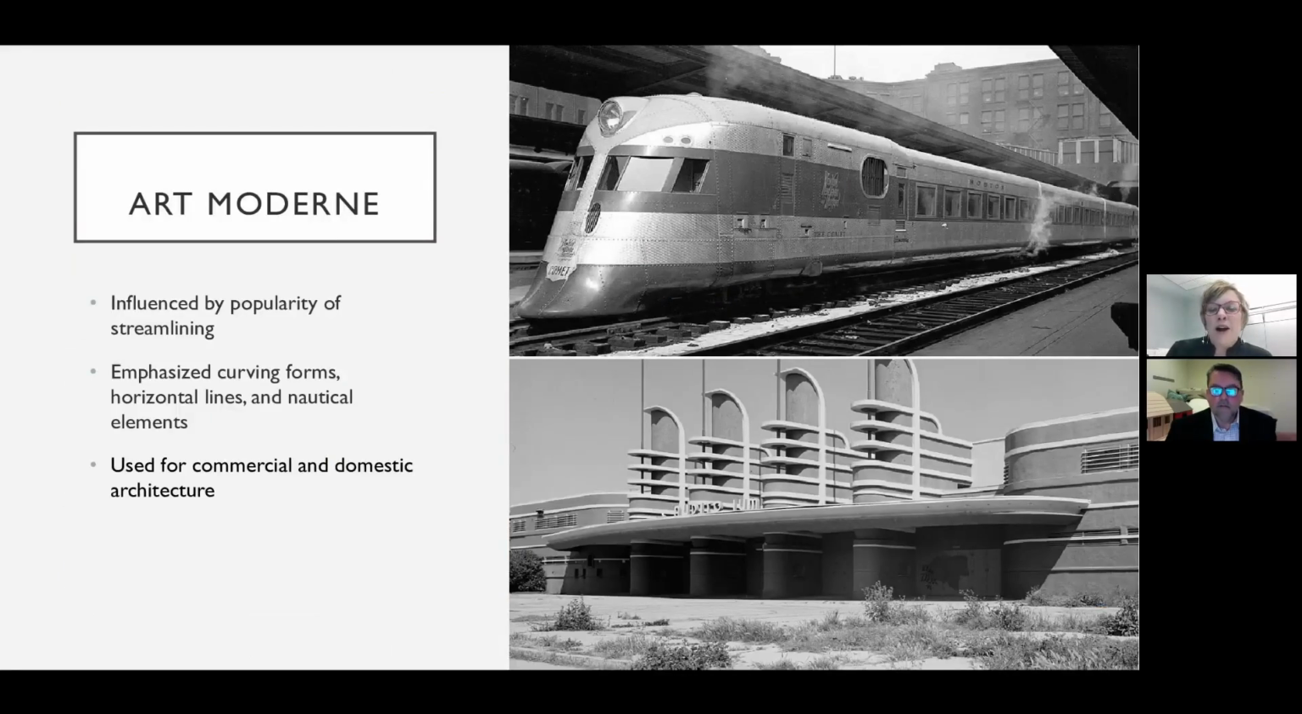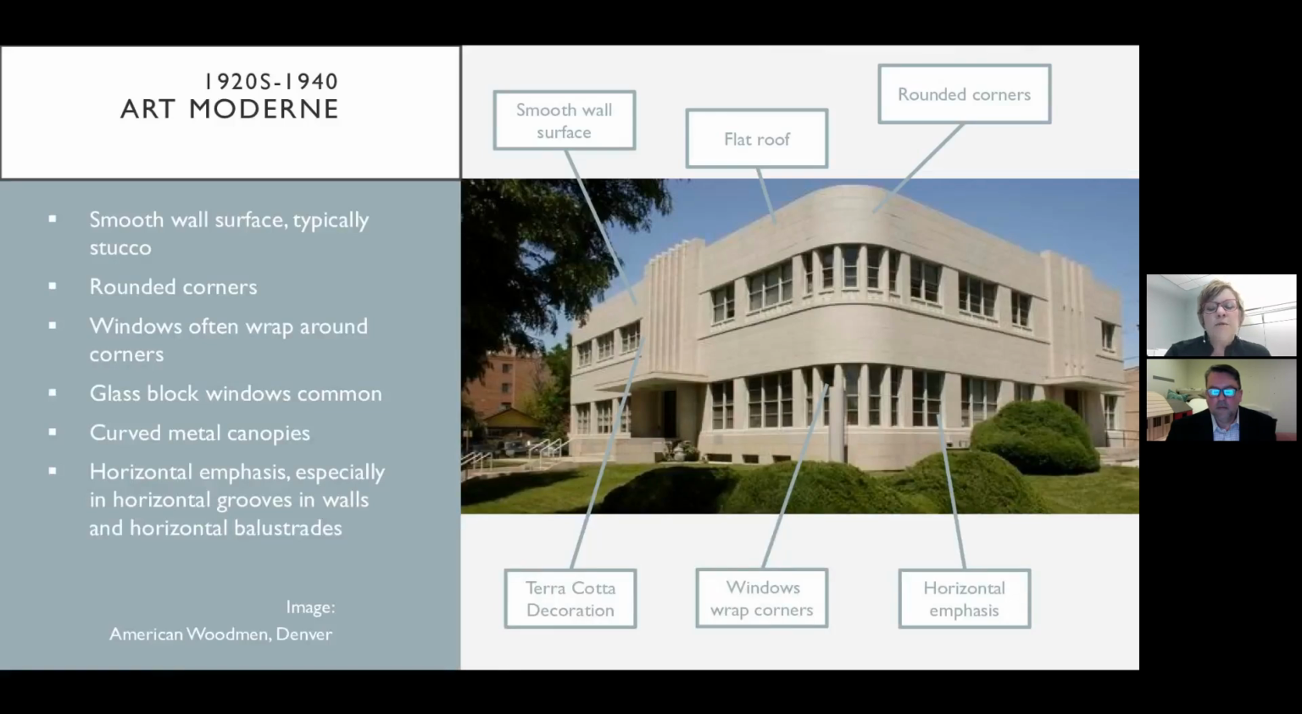So then you have Art Moderne. So really influenced in design by the popularity of streamlining in industrial production. So really emphasize the curving forms, horizontal lines, nautical elements, and used for both commercial and domestic architecture. So the way to really define the two and keep them separate is that Art Deco is all about the vertical and the angular, and that Art Moderne is about the horizontal and the curves.